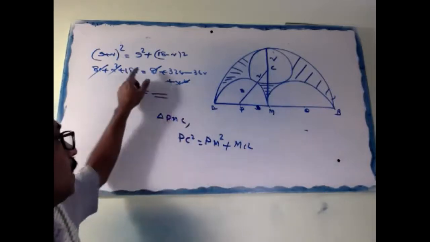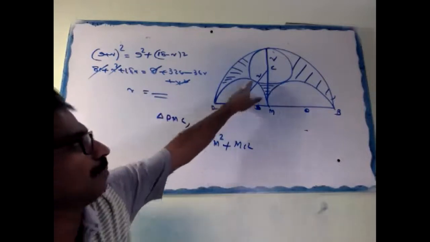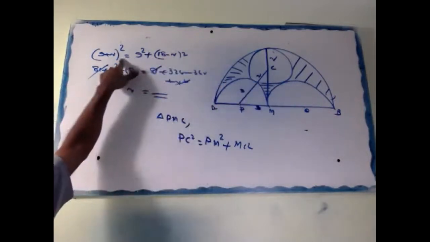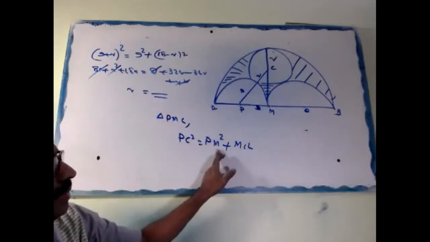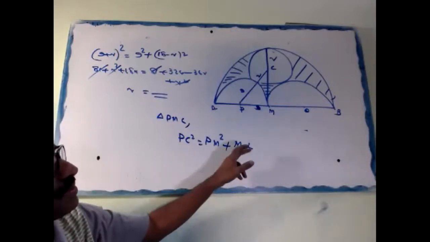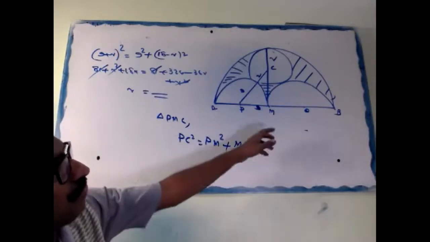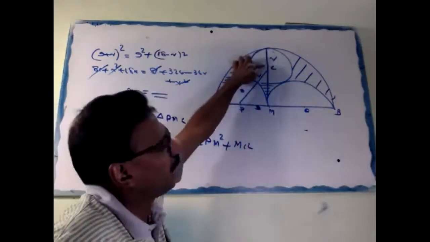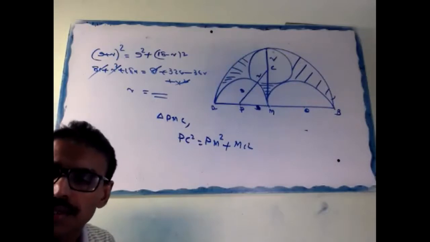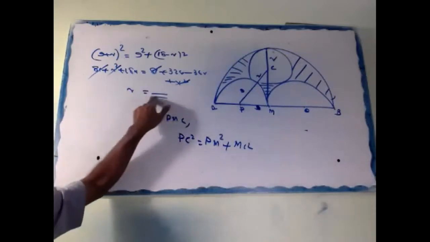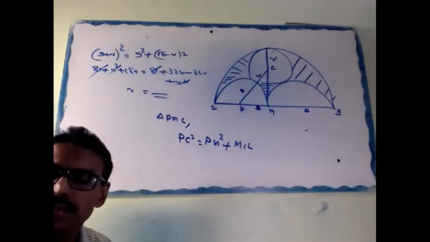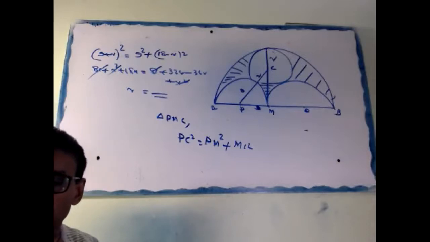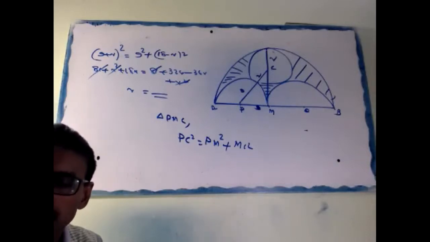Then PC is 9 plus R, whole square, equal to PM 9, MC means full length is up to here, 18. R is subtracted: 18 minus R, whole square. So we got R equal to, I think R equal to 6, right? How much did you get R? Okay, R is 6. Then find the answer.